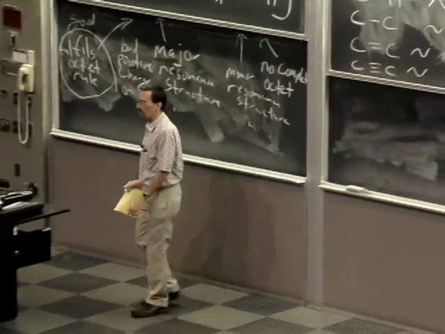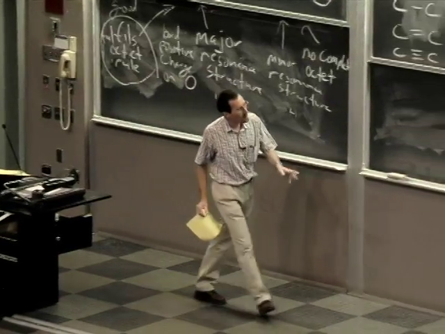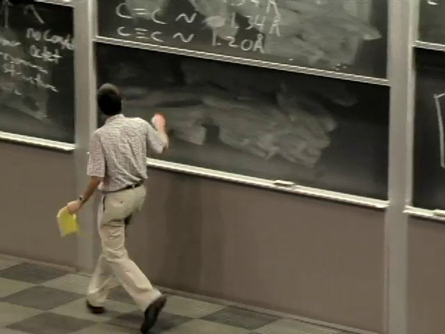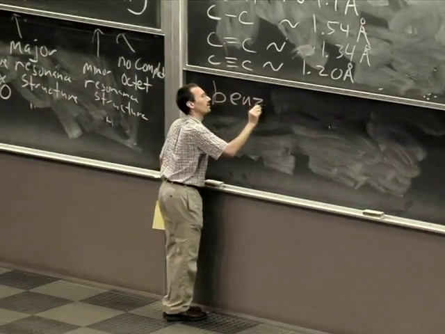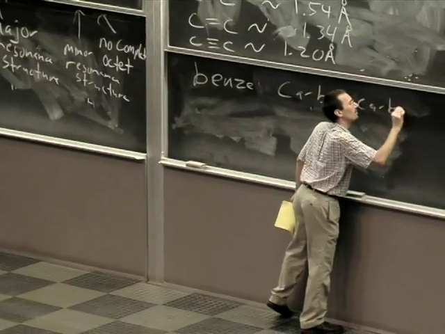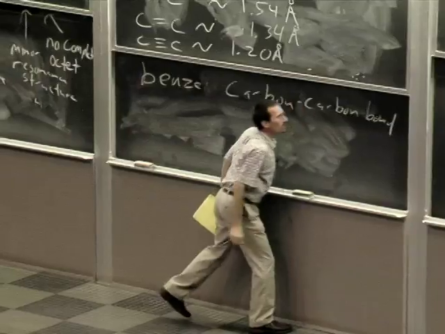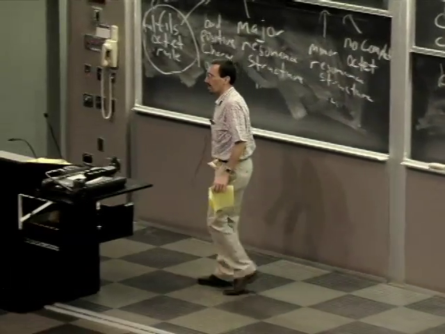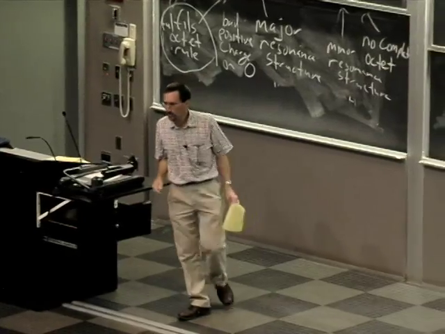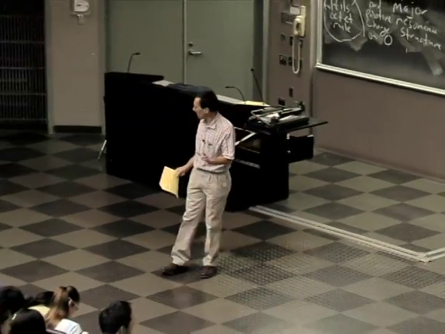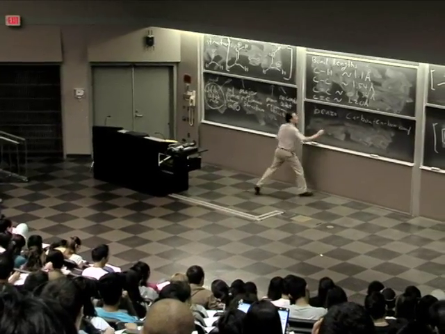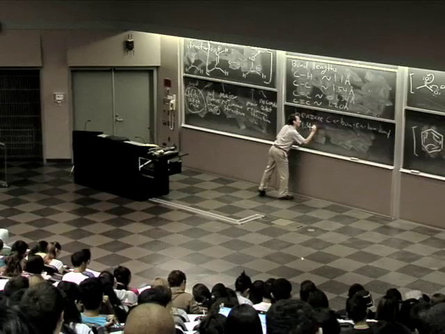Now, why do these facts and figures matter? Well, let's take our molecule benzene here. All of the carbon-carbon bonds in benzene are the same length. Anyone want to hazard a guess of what that length might be? Somewhere in the middle, 1.40. Benzene, 1.40 angstroms.